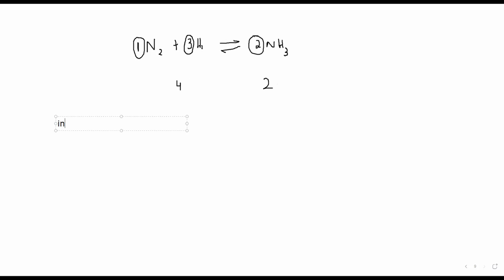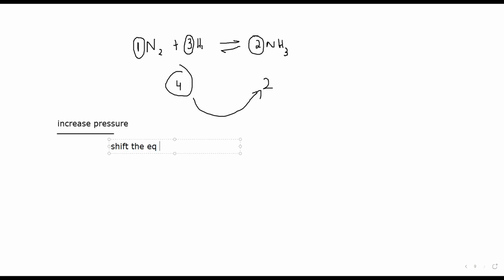Now we are increasing the pressure. If I increase the pressure, where will the equilibrium shift? Which side will the equilibrium shift if I increase the pressure? It will shift towards the side where there are fewer particles. So it will shift towards the right-hand side, or forward. So increasing the pressure will shift the equilibrium towards right, or forward, for this example.